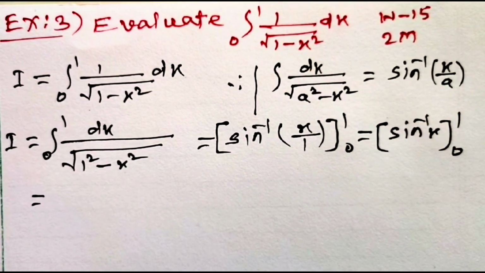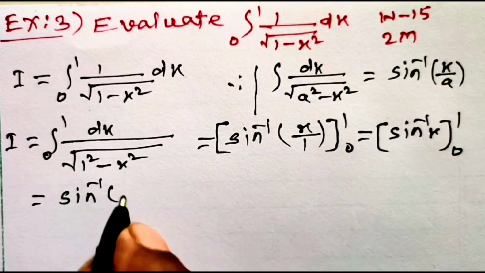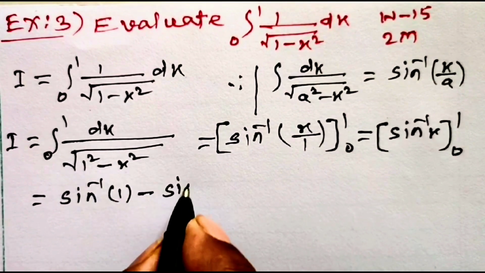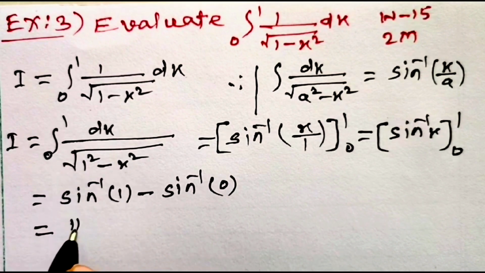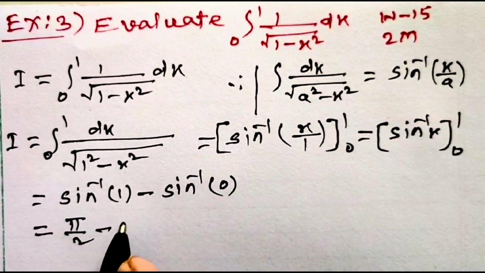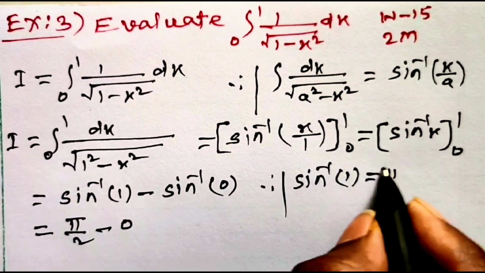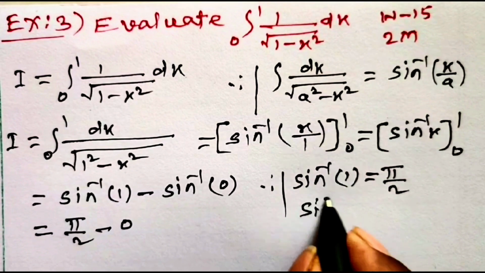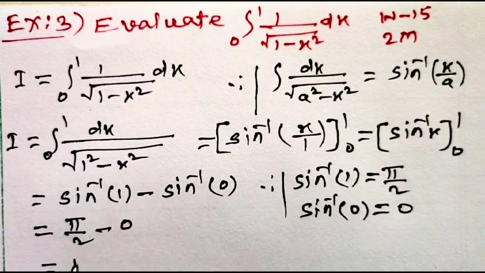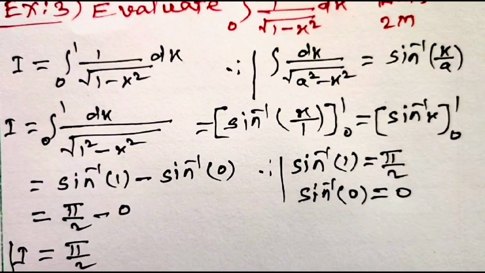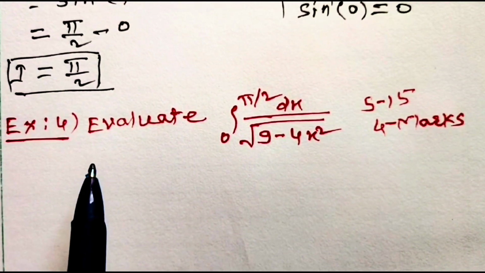First substitute the upper limit and then the lower limit. Sine inverse x we are replacing by sine inverse 1 minus, now replace x by 0, the lower limit. Since sine inverse of 1 is equal to pi upon 2 and sine inverse of 0 is equal to 0, pi by 2 minus 0 is pi by 2, and this is the value of integral I, which is the final answer of this sum. Let us solve example number 4.